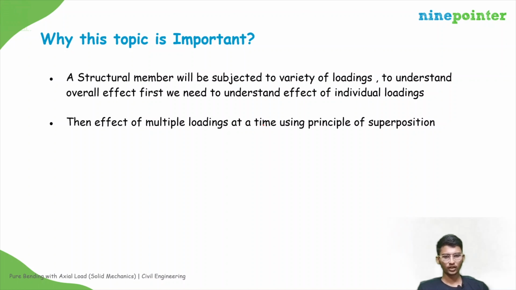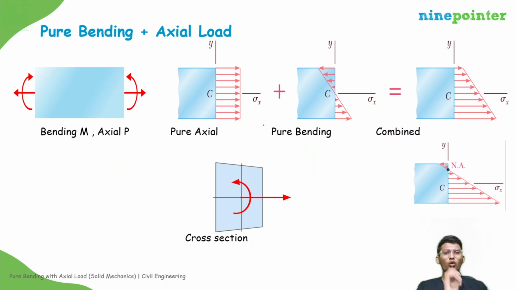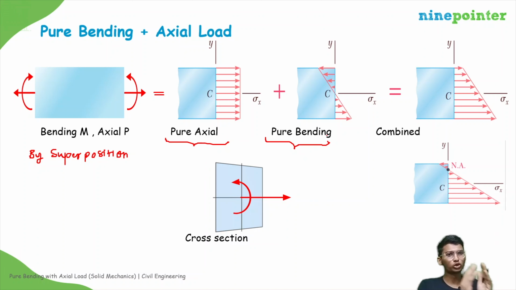Okay. So now we are considering only two different types of loads. One is pure bending, and another is axial load. So we can say that by the principle of superposition, it consists of a pure axial one and a pure bending one. If you sum those two, you will get the combined effect of those two, right?